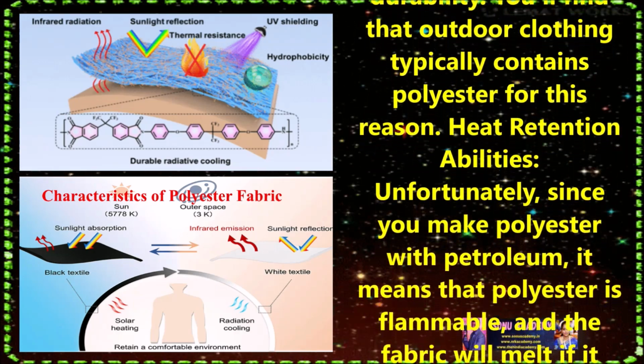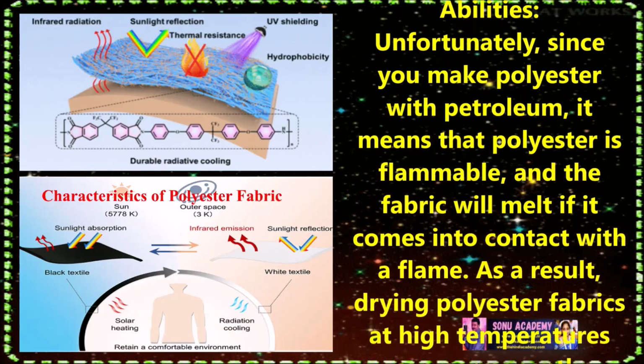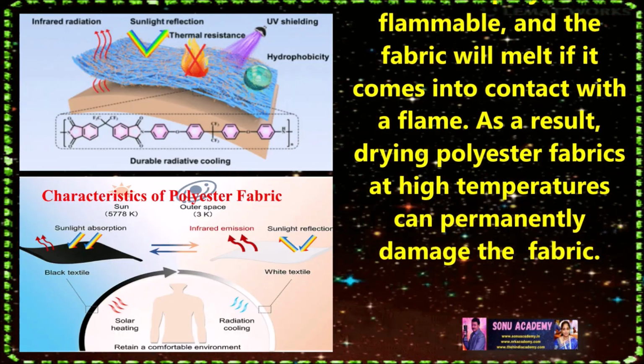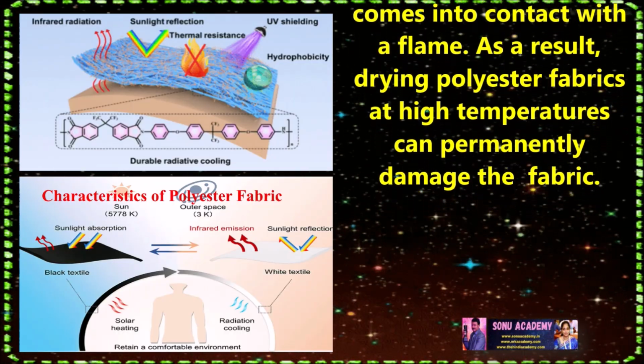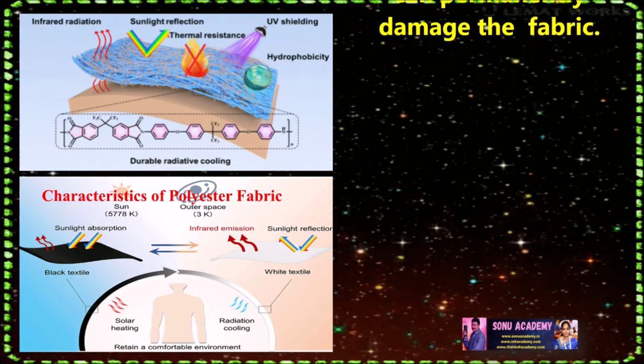Heat retention abilities. Unfortunately, since polyester is made with petroleum, it is flammable and the fabric will melt if it comes into contact with a flame. As a result, drying polyester fabrics at high temperatures can permanently damage the fabric.